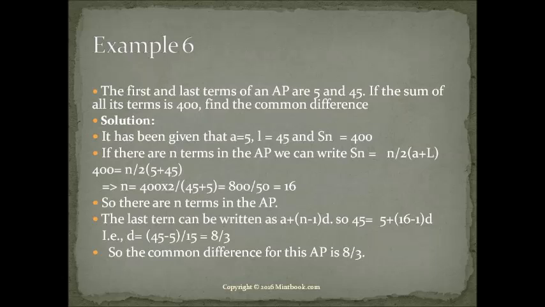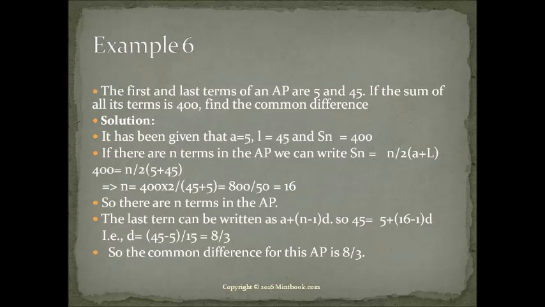Now if there are a total number of n terms in the AP, we already know we can write Sn is equal to n by 2 into a plus L. Substituting the values for Sn, a and L, we will get 400 is equal to n by 2 into 5 plus 45. We can simplify this and we get n is equal to 400 into 2 divided by 50, which is equal to 16. So we can say for sure that there are a total of 16 terms in this arithmetic progression.